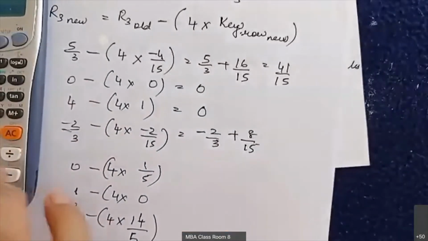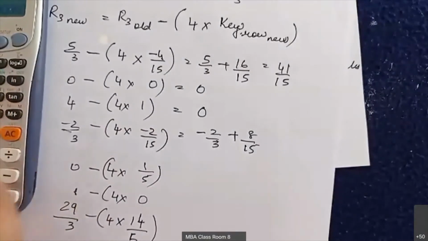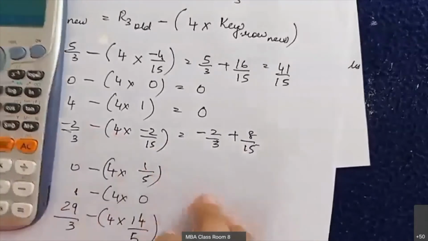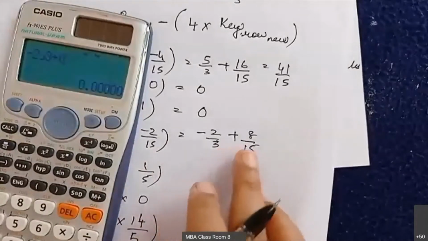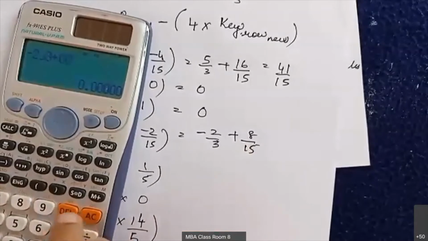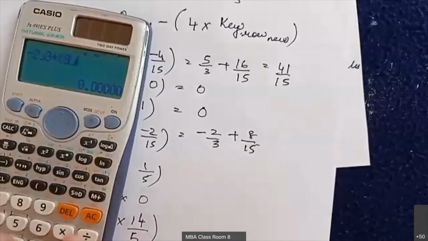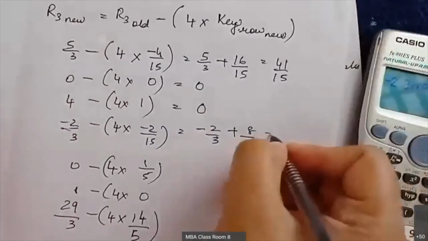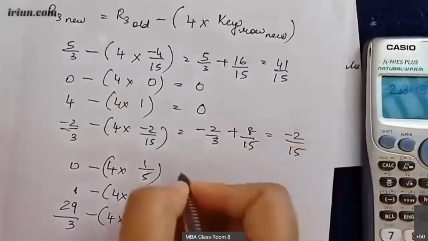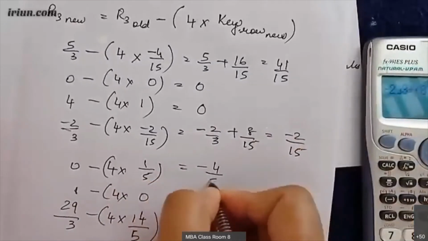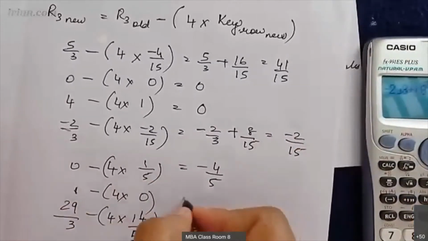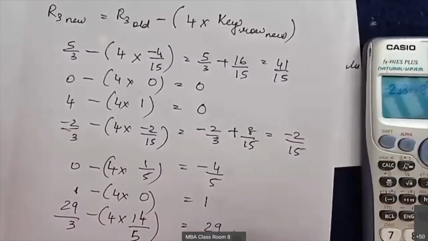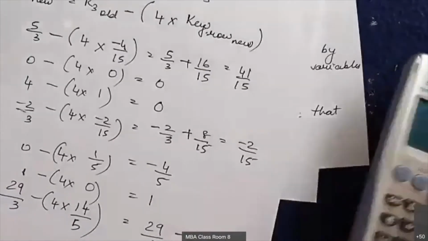Okay. Minus 2 divided by 3. Here plus, bracket open. Can you see the calculator? Bracket open, 8 divided by 15. Okay, which is equal to minus 2 divided by 15. Again, here minus 4 divided by 5. Here 1 minus 4 into 0, that is 1 minus 0. It is 1. Here 29 divided by 3 minus 4 into 14 divided by 5.